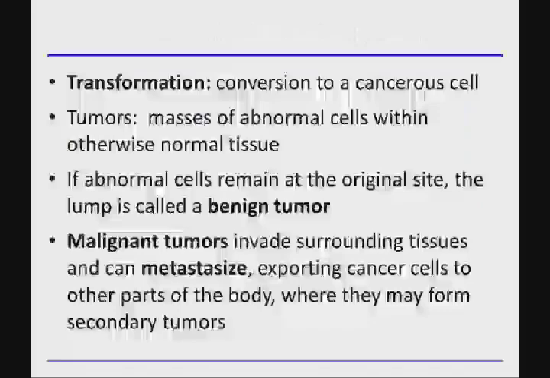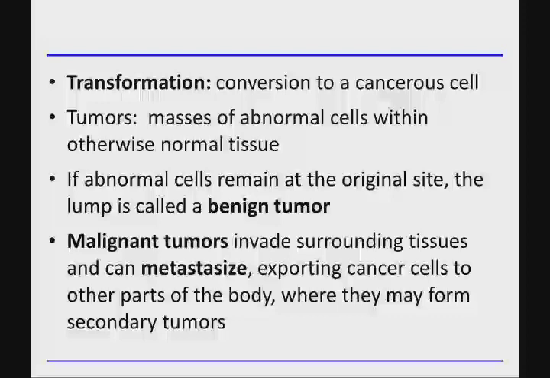Okay. So a couple more words to add to our vocabulary list with regard to cancer. Transformation is the conversion of a regular cell into a cancerous cell. And a tumor is a mass of these abnormal cells within otherwise normal tissue. Now, that happens, right? And it can be a benign tumor. A benign tumor can be removed because all the cells that have the mutant DNA that are growing uncontrollably can be taken out. It becomes very, very difficult when a tumor becomes malignant and metastasizes.